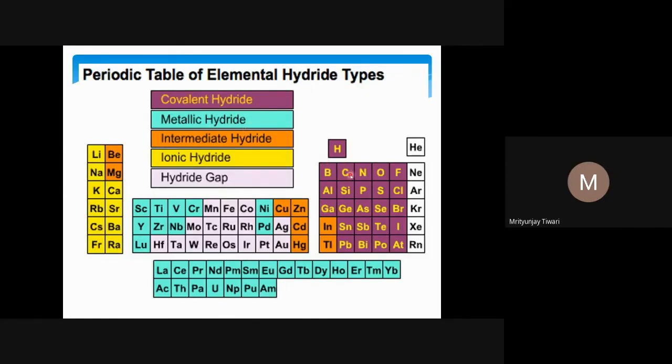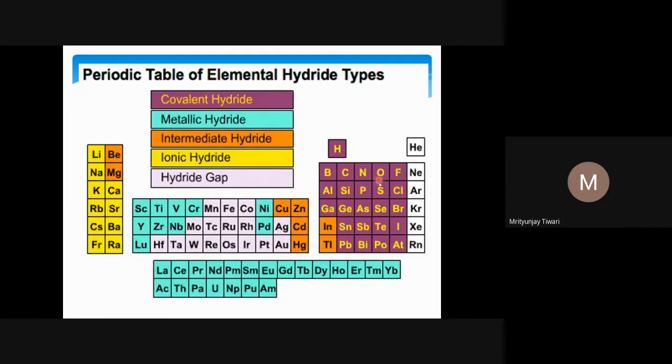Now let us look at the periodic table and see how different kinds of hydrides are formed by different group elements. First, the s-block and p-block elements. The s-block elements, group 1 and group 2, we have seen form ionic hydrides. Beryllium and magnesium form polymers, and polymer formation means there is a significant covalent character. So you can consider these as intermediate hydrides, which have both ionic and covalent characters.